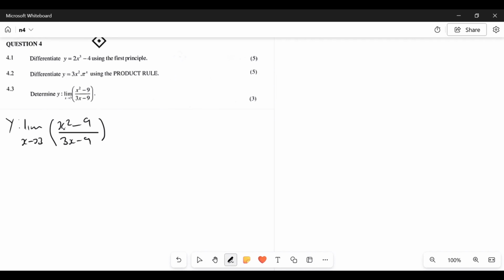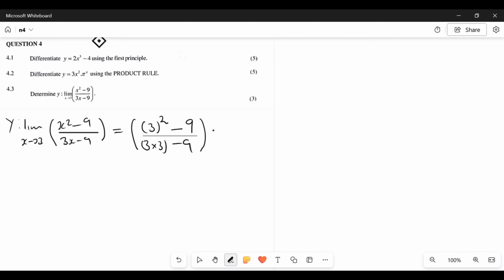When you do limits, guys, you have to do the first step. The first step is direct substitution. Since x is approaching 3, wherever there is x, we're going to substitute with 3. So let's do it. On the numerator, we have 3 squared. Remember, x is approaching 3. Wherever there is x, we substitute with 3. Minus 9, divided by 3 multiplied by 3 minus 9.